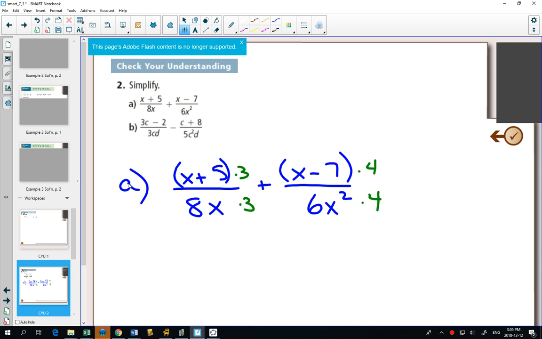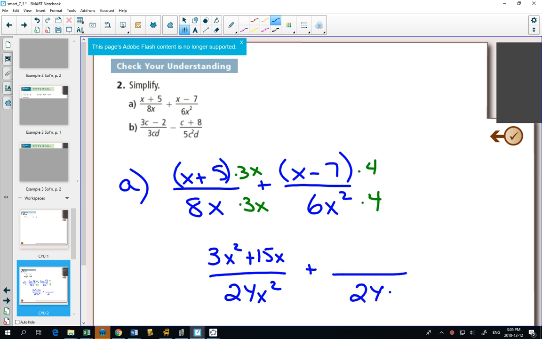So what do I need? I need an x in my first fraction. What does that give me? That gives me 24x squared, and on the top I would have 3x squared plus 15x plus, and on the next one I'd have 24x squared, and on the top I would have 4x minus 28.